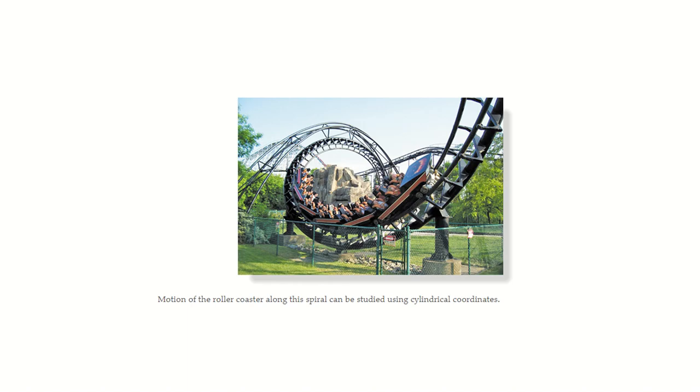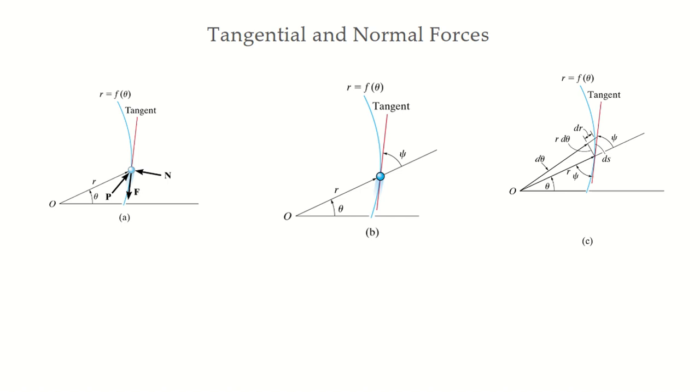All right, and here's another picture of your roller coaster. You're dealing with a spiral path right here, and that's an example of your cylindrical coordinates. Okay, and tangential and normal forces. Here again, your curve, tangent, this is how you draw your force diagram.